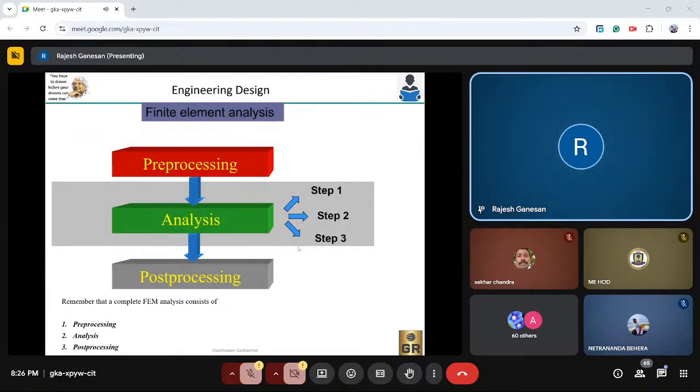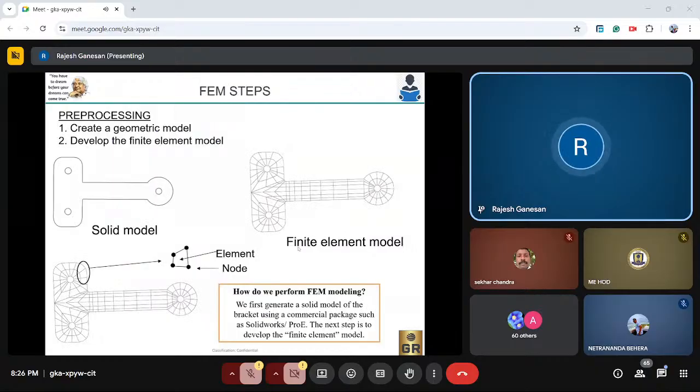The next one is engineering design. Finite element analysis has three steps: one is pre-processing, the second is analysis, and the third is post-processing. One by one we will see. Pre-processing, in the sense, is creating a geometric model and developing the finite element model.